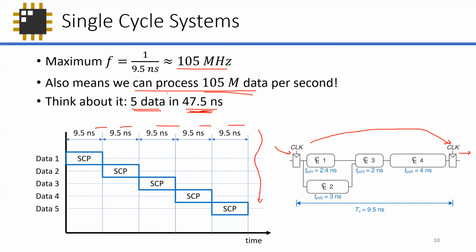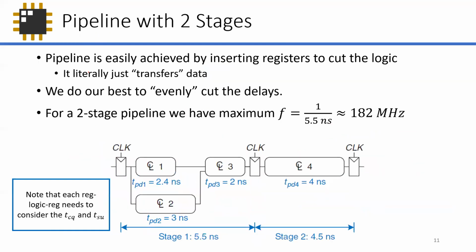Okay? All right, so very simple single cycle system. But now let's go into what if we actually make two-stage pipelines. Essentially, again, pipeline is trying to do two things at once. Now here's the thing: pipeline is easily achieved by inserting registers only to cut the logic.